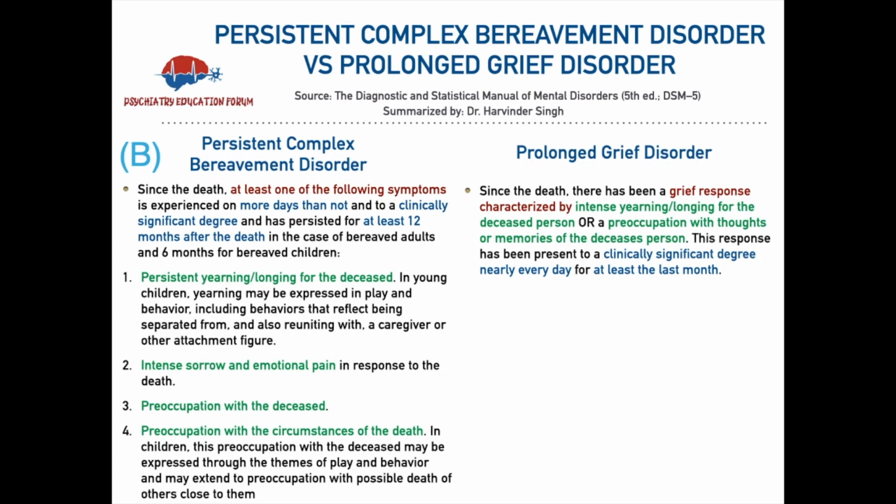Now, here they say or, so it's either one or the other symptom that should be present. And you notice that they are more focused on the intense yearning or longing for the deceased person and on the preoccupation with thoughts or memory of the deceased person. The two things that they have removed or not very much focused on here are intense sorrow and emotional pain and preoccupation with circumstances of the death. So with prolonged grief disorder, either one should be present over the last month, to a clinically significant degree and nearly every day. So this is a more simplified criteria B for prolonged grief disorder.